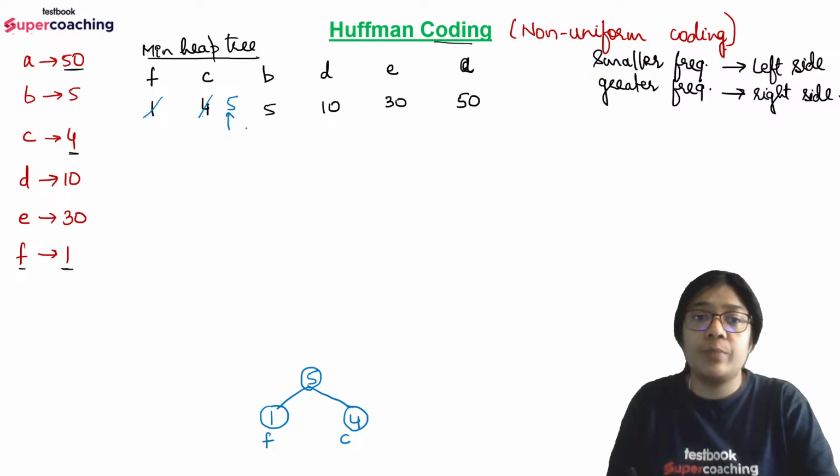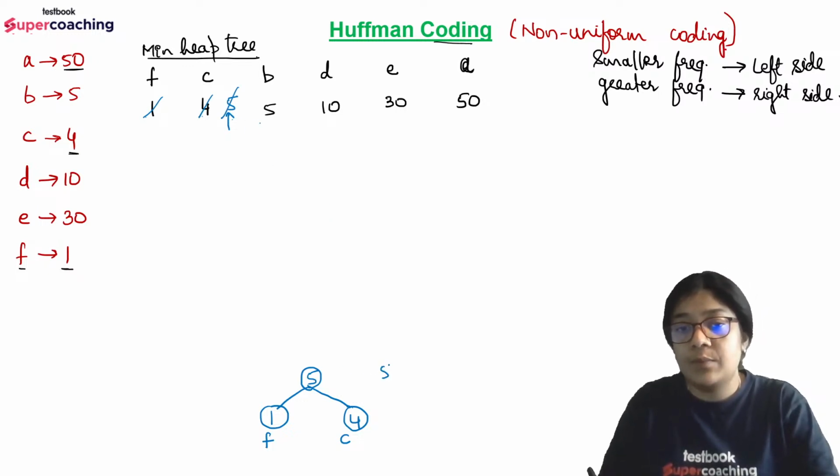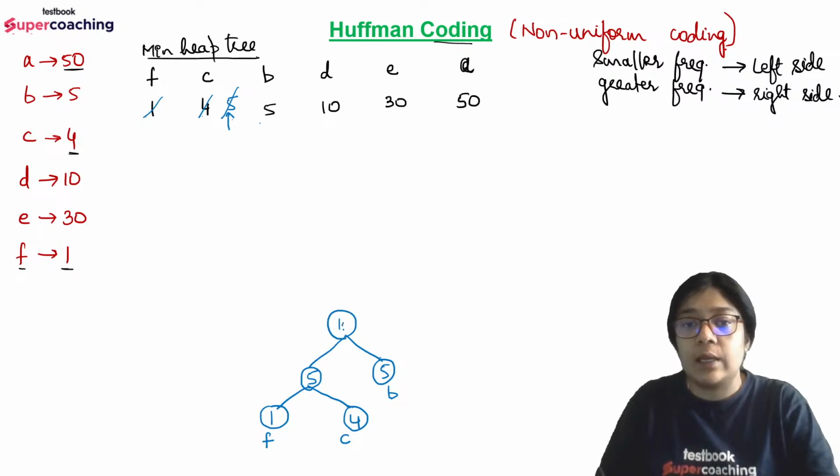Again, take the next two minimums. 5 is already there. Next is 5. So I'll merge this. This 5 is the frequency of the character B. Merge it. This comes out to be 10. So we deleted 2 elements.